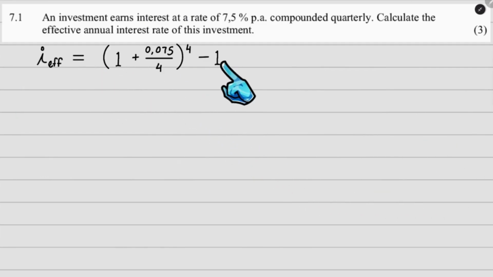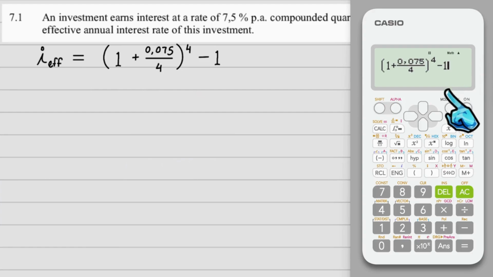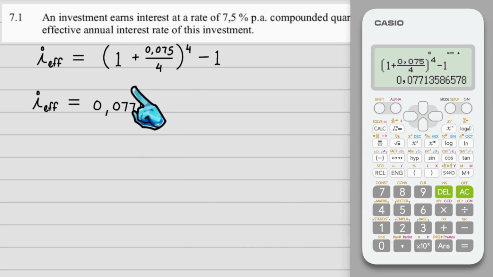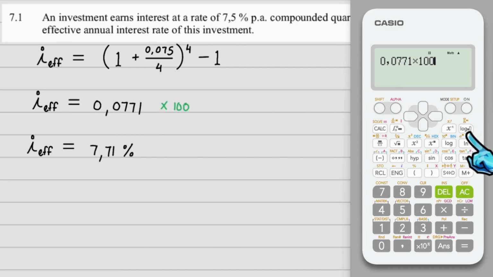And now that I've subbed that all in, it's going straight on the calculator. So if I pop that in and press equals, I get this. I'm going to keep that to 4 decimal places. And I'm not quite done. I'm going to need to multiply this by 100 to get an effective interest rate. And then don't take any chances. Just use your calculator to double check your arithmetic there.